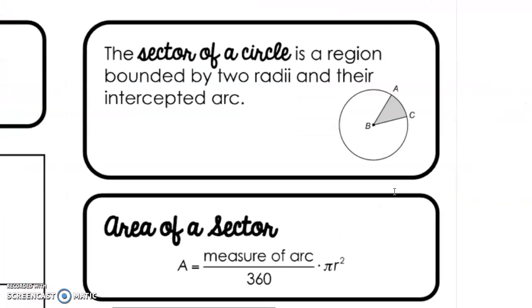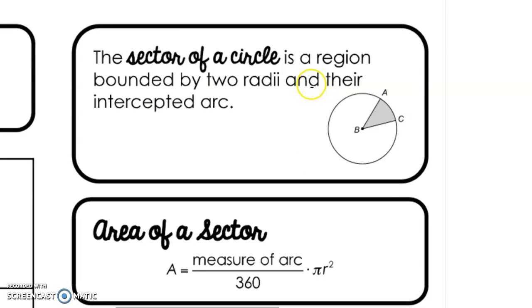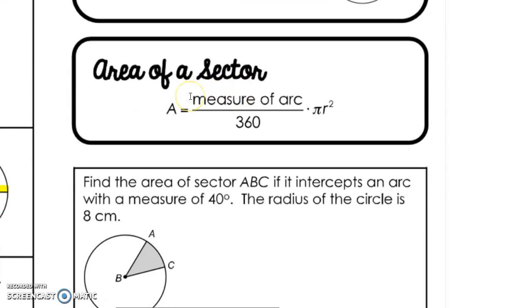Okay, so area of a sector. The sector of a circle is a region with two radii and their intercepted arc. So it's the shaded pie piece. The area of a sector is really easy. It's very similar to the arc length, where you take the degrees over 360. So degrees divided by 360.